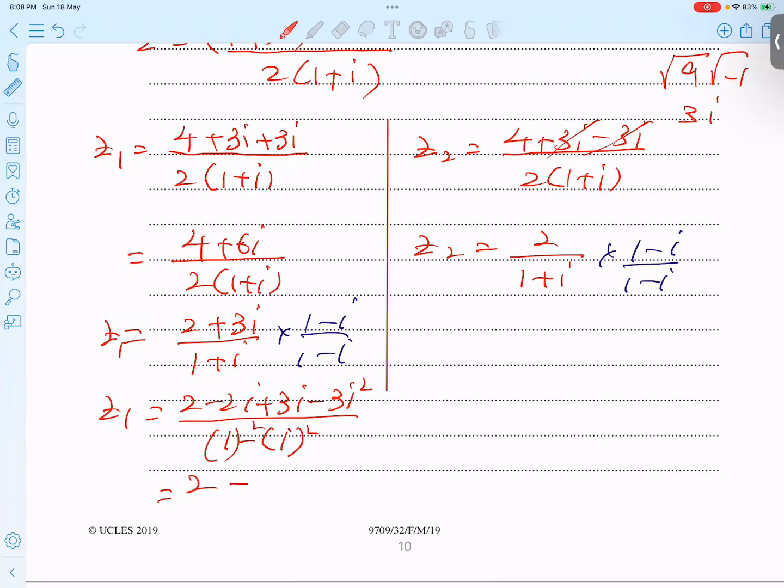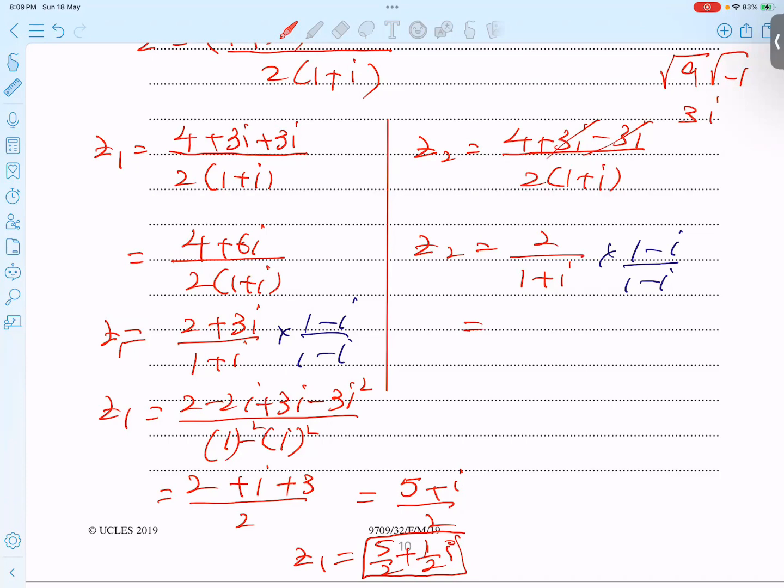I got 2 plus iota and plus 3. So I got a 2 here. And finally, I got what here? I got a 5 plus iota by 2. And I got a 5 by 2 separate and plus half iota separate. This is the answer of Z1.